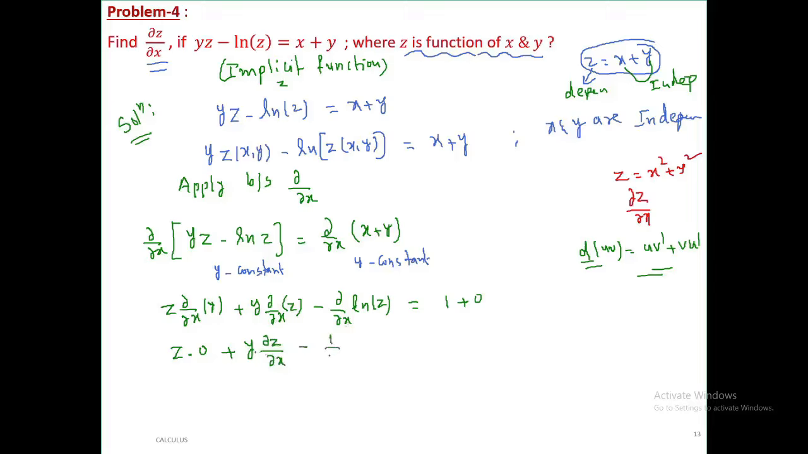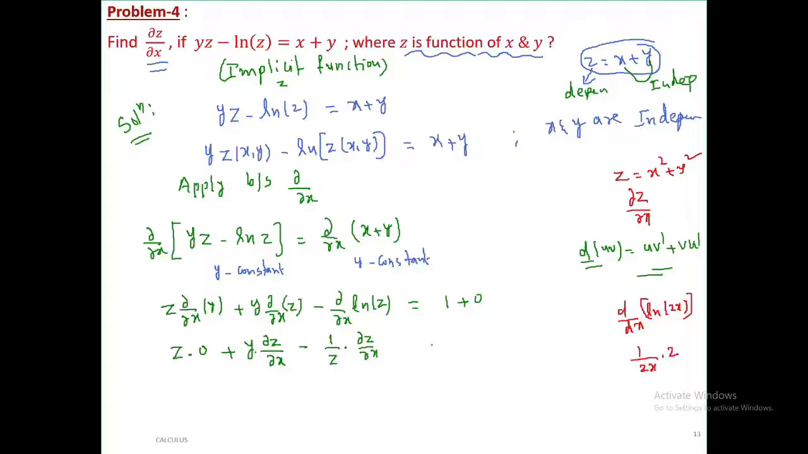First 1 by z, and by chain rule z derivative is ∂z/∂x. For example, I will explain. What is d/dx of ln 2x? 1 by 2x first of all, and 2x derivative is 2, right? Same thing I am doing here. By chain rule, 2x derivative is 2. Same thing, ln z derivative is 1 by z and z derivative is ∂z/∂x here, into ∂z/∂x. So same like I have done.